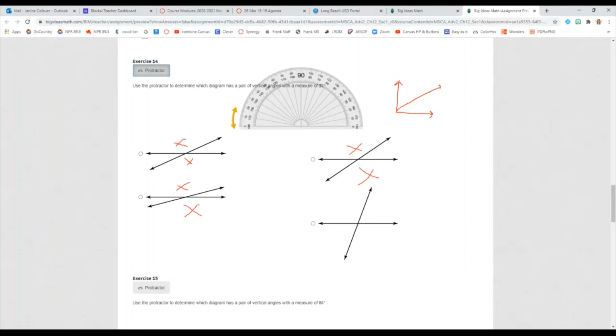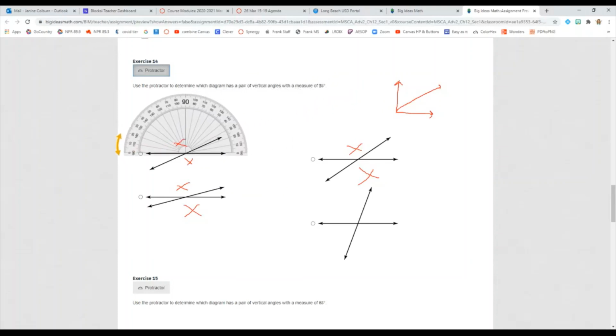So you line the vertex up with the crosshairs on the protractor, and then you make sure that the ray is on the 0, and you count your degrees going up. Okay? So that's what we are doing today.